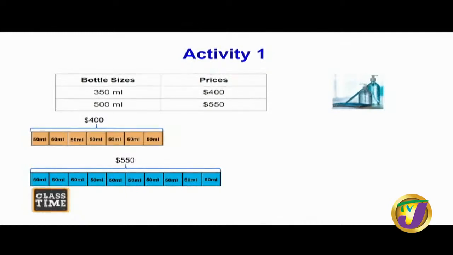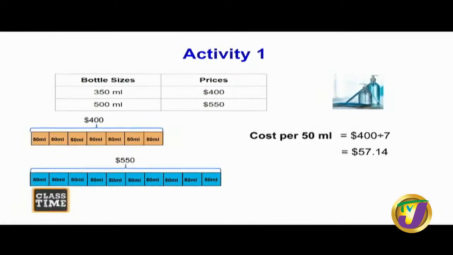So this $400, Latoya, basically for me to figure out the cost for one parcel of 50 milliliters, I need to share up that $400 into 7 equal parts. So let's divide by 7. So the cost for each 50 milliliters, if we were to split it up, from the 350 milliliter bottle would be $57.14.